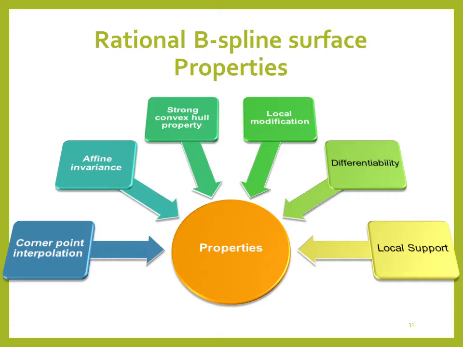It also has the strong convex hull property and a local modification property. Local modification means that if I move a point Pij or I change the weight wij, it affects the surface shape only in the local rectangle in which the point is placed. Also differentiability and local support. When we talk about the property of differentiability, it means that our surface is p minus k, q minus k times differentiable with respect to u naught, v naught.